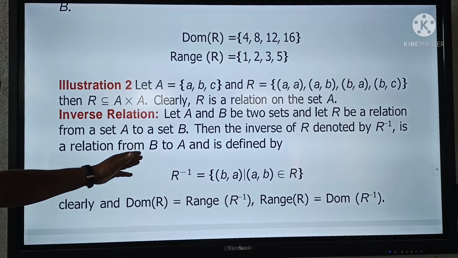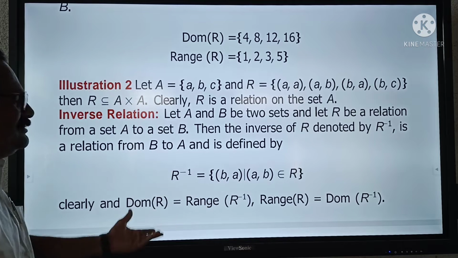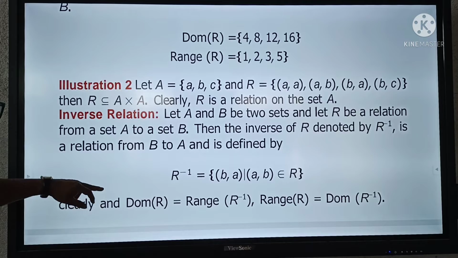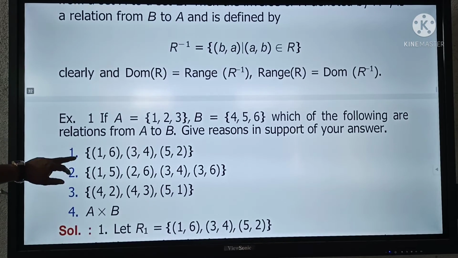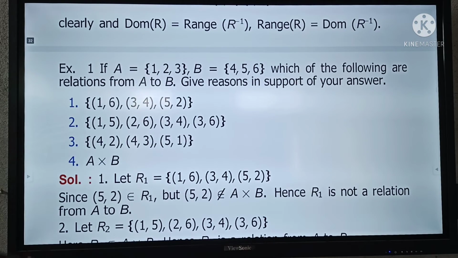So the inverse relation means we just reverse the ordered pairs. This is the inverse relation. So here is one example. See, we learn: A is {1, 2, 3}, B is {4, 5, 6}. Which of the following are relations from A to B? Give reason in support of your answer.